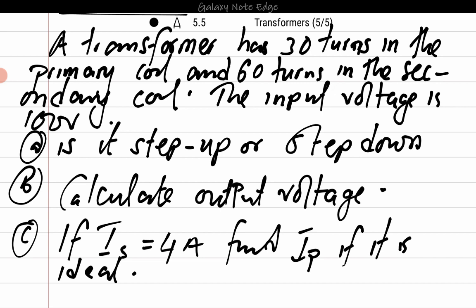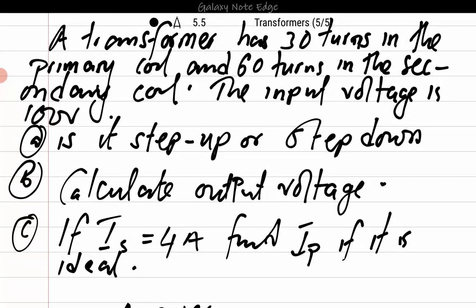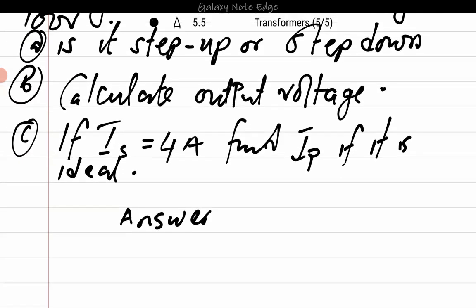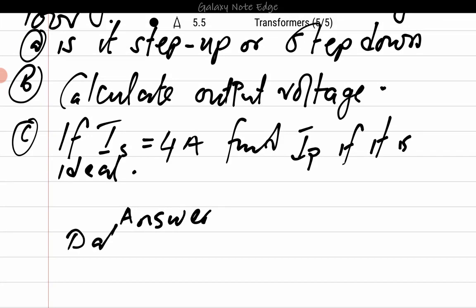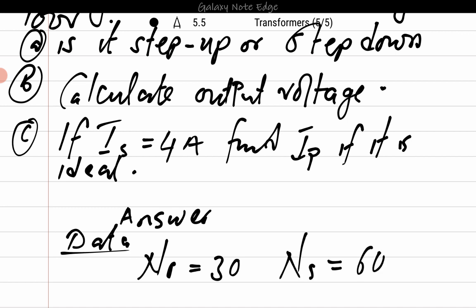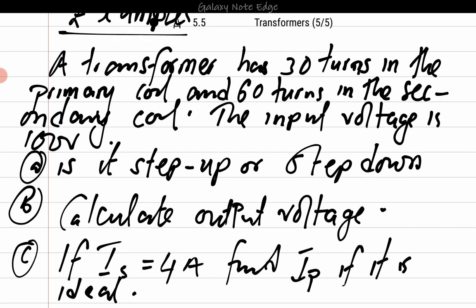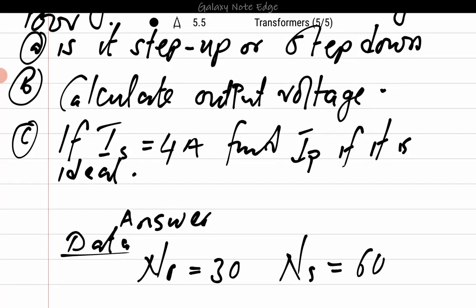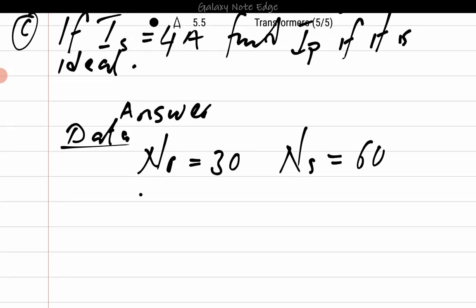So what we're going to do is we're going to take down our data first. So you can pause the video, copy the question if you may. Then we're going to look at our provided information. We are told that number of coils in the primary are equal to 30, and number of coils in the secondary we have 60. When you go back to the statement, it says input voltage, which is V in primary. Okay, so V in primary is 100 volts. So Vp is equal to 100 volts.